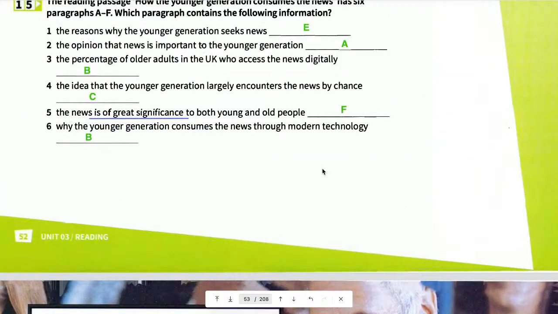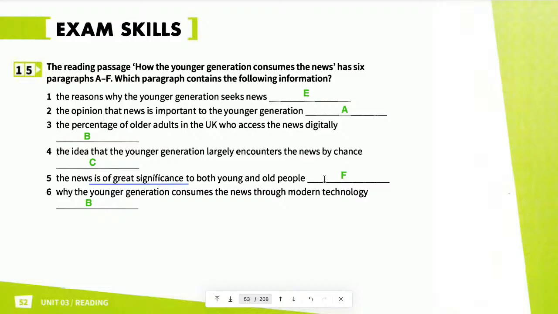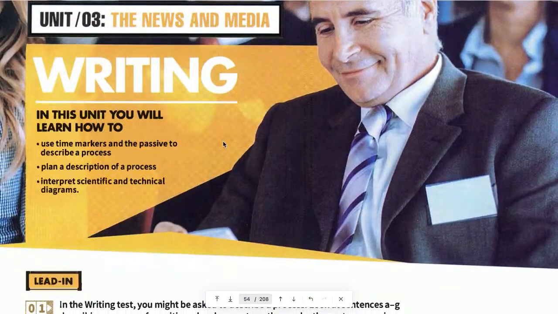Last time we finished exercise 15 already, right? Okay, so today we move on to the next part. Unit 3, the news and media, writing, right? Okay, Quỳnh Hương, read the first part, the one in the orange box.